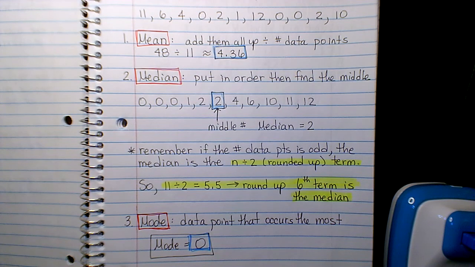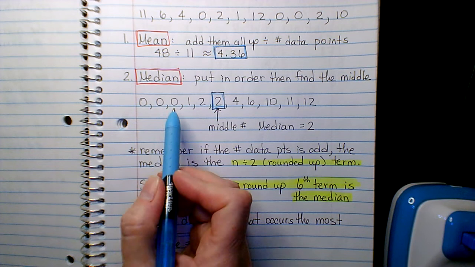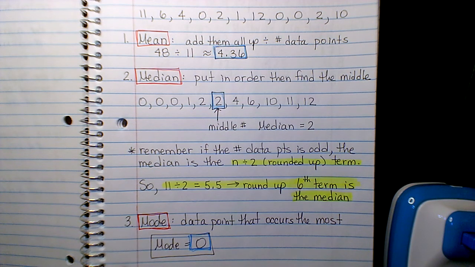All right, the mode. The mode is the number that occurs the most. Now, I have my mode listed as 0. Does that mean that there is no mode? No, it means that 0 is the number that occurs the most. If there was no mode, I would write the words no mode.